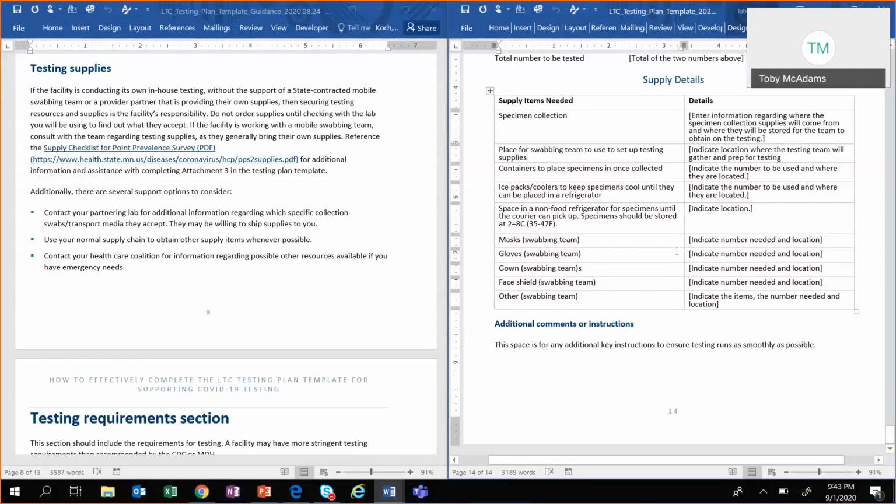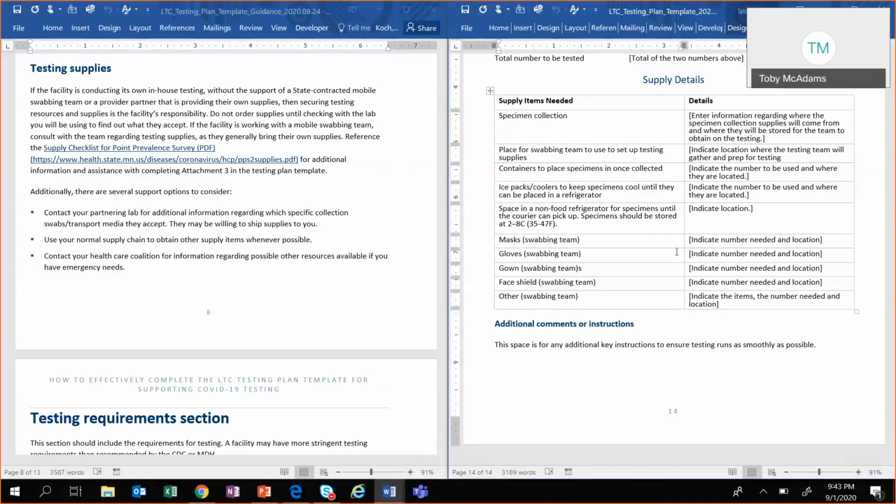If you're working with a contracted mobile swabbing team, most often they will come with their own supplies. But again, I wouldn't make any assumptions. Ask them, specifically call it out. Will your staff have the PPE that is needed, or do you need me to provide any?